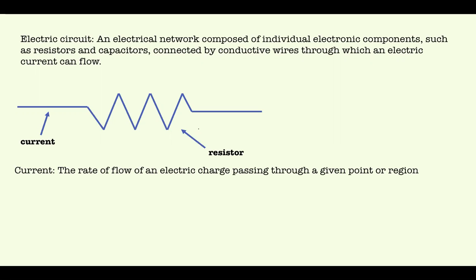Now a current is the rate of flow at which an electric charge passes through a given point or region. In its unit form, a current is an ampere, or the amount of charge over a specific period of time.